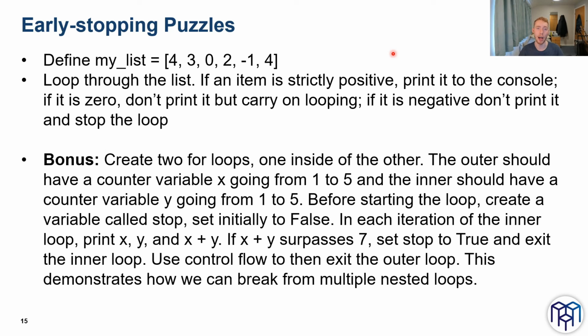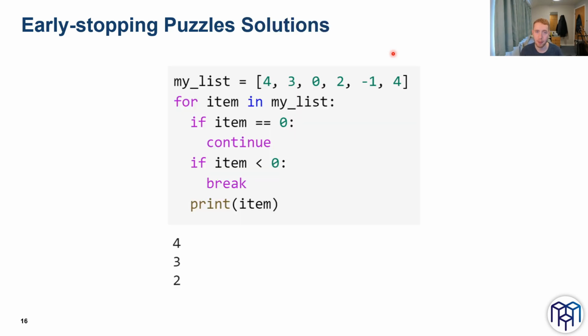Okay, let's take a look at the solutions then. The goal of this puzzle is to loop through a list. We're going to print out all the values. If we see a 0 element, we just skip over it. And if we see a negative element, then we stop the whole thing. And there's many ways we could formulate this, but this is just one example.